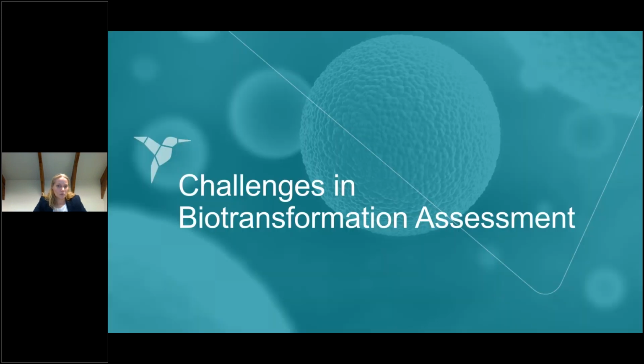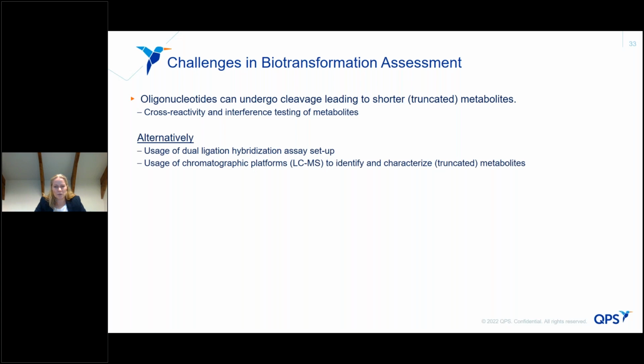So in the last two slides, I want to tell you something about challenges in the biotransformation assessments. So what are the challenges? We talked a bit about the formation of metabolites. Oligonucleotides can undergo cleavage of phosphodiester bonds, leading to shorter, also called truncated, metabolites.